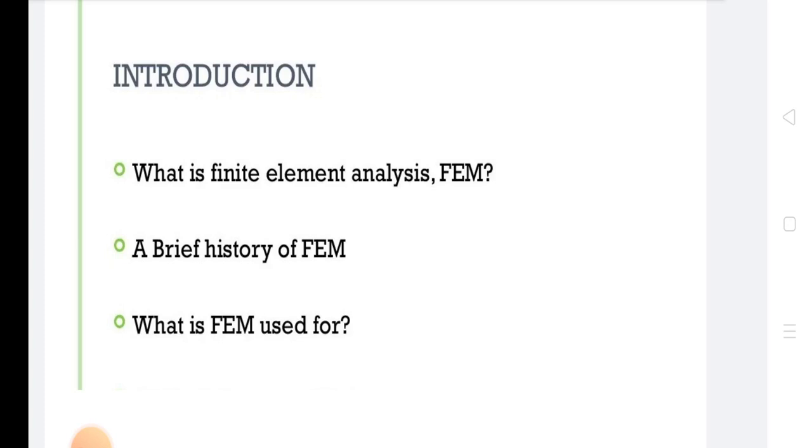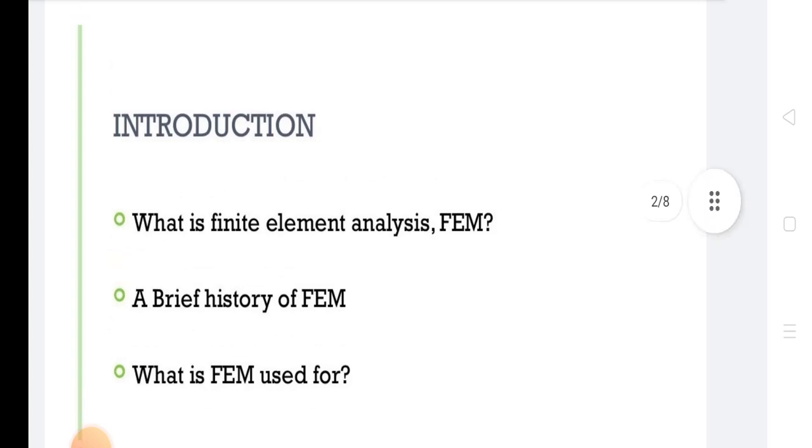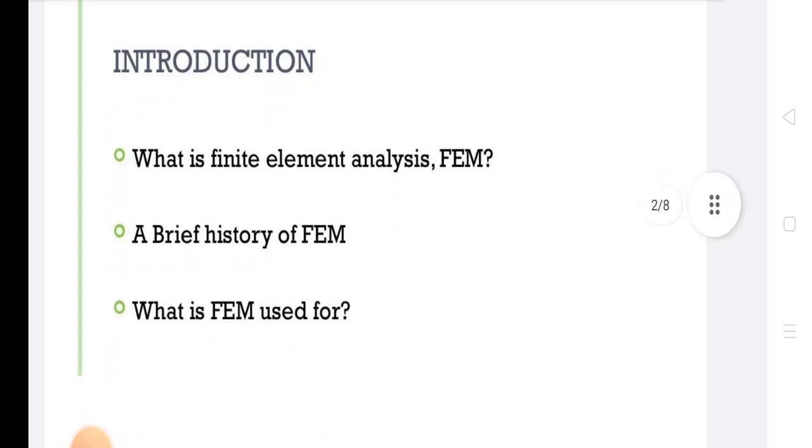FDM needs a larger number of nodes to get good results. FEM needs fewer nodes to get good results. In FDM, complex problems cannot be handled. FEM can handle complex problems. FDM makes a staircase approximation for boundary slopes. FEM considers boundary shapes as they are.